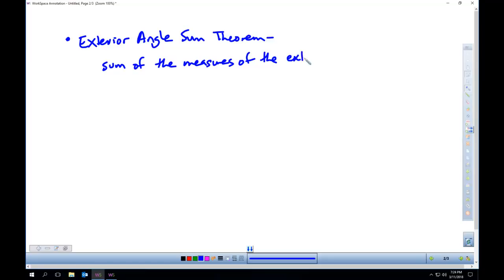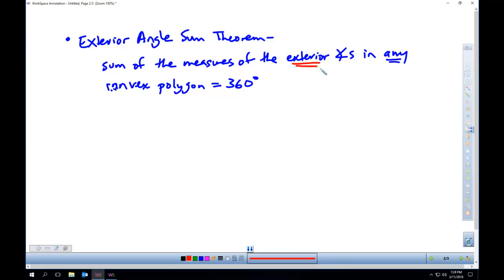So remember, exterior is another word for outside angles. The sum of the measures of the exterior angles of any convex polygon will always equal 360 degrees. That's it. Just 360. No formula for that. Okay, so what are we talking about here?